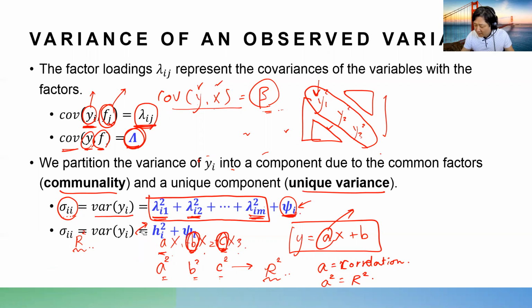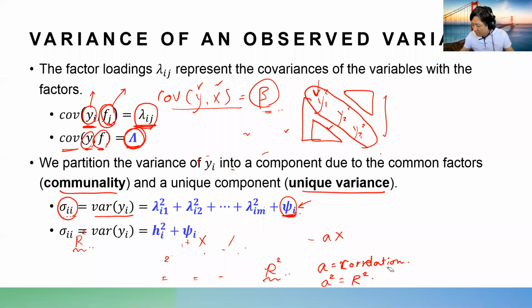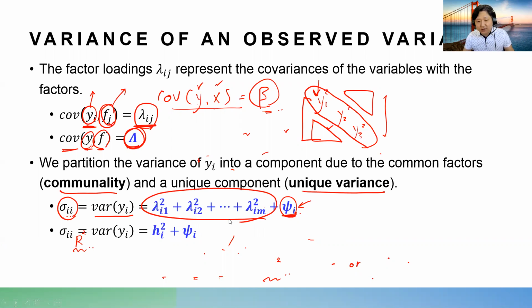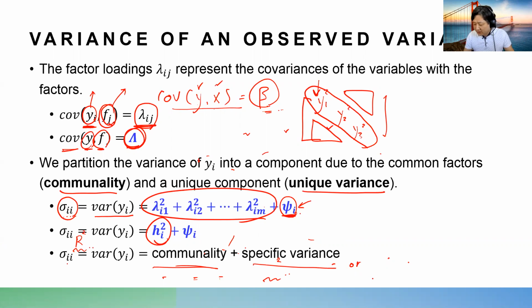This common variance is called communality. This is h square, the communality, and the specificity. So the variance of Y, the variance of your outcome variable, is equal to the communality plus the error variance, the specific variance. So this is like the R square plus 1 minus R square, which is 1. Do you follow me?